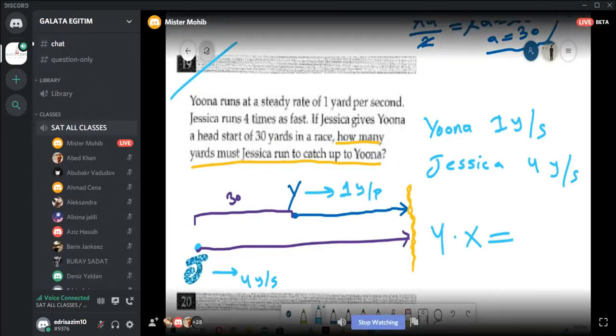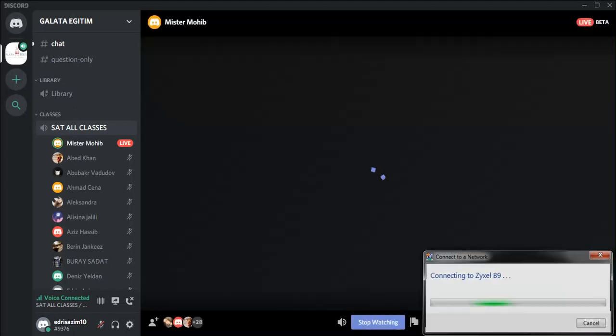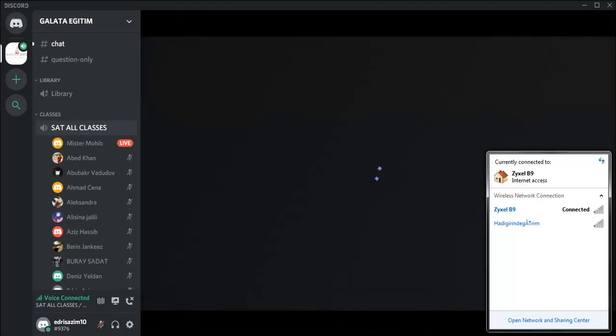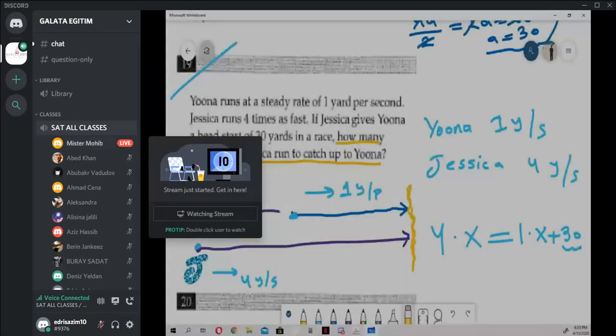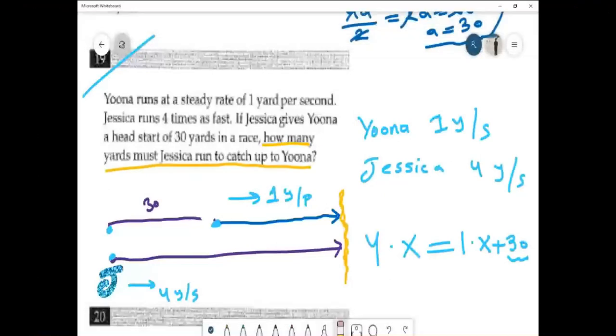So Jessica is here, right? Jessica runs at 4 yards per second. So I multiply by x, the number of seconds passed. They will be equal to Mona's position.